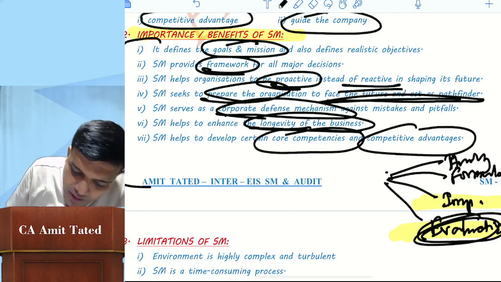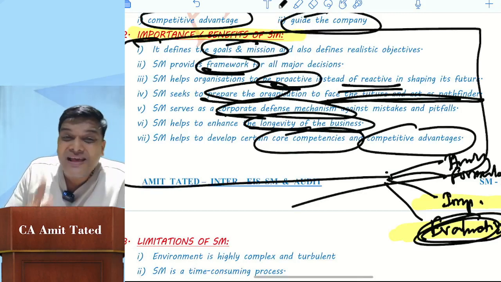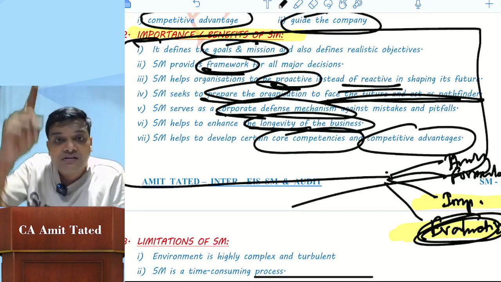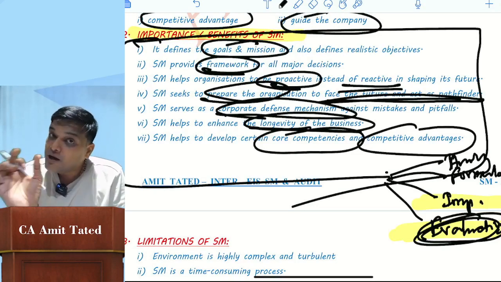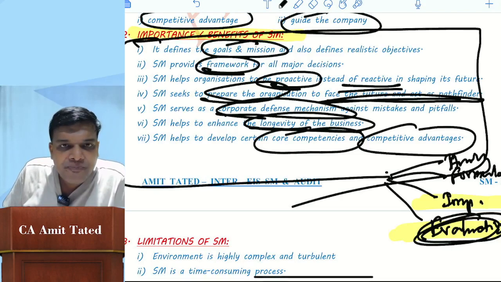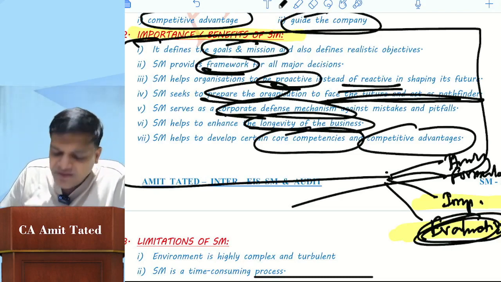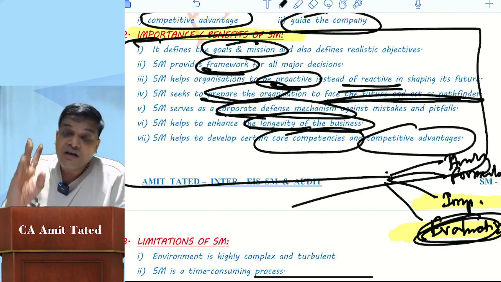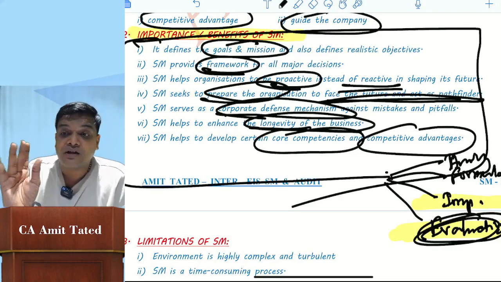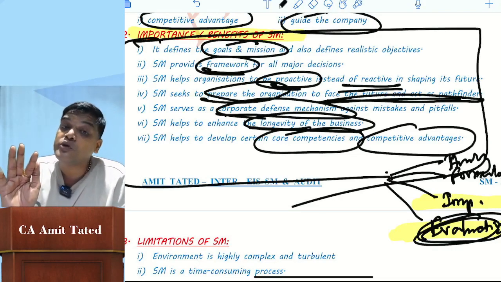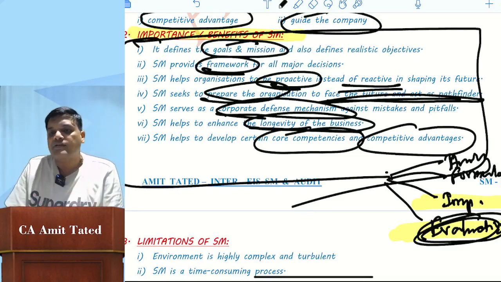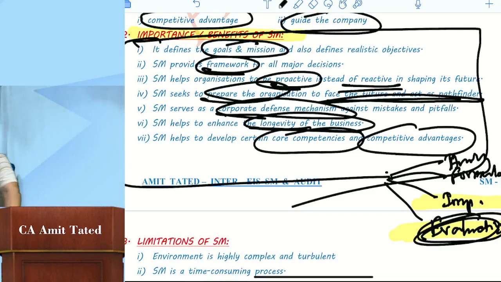Remember, once again I'm telling you, you may get only a single line, a single point where you can get a question. In that question, you need to write all 7 points and then explain that particular point with respect to that particular content. So to be very precise, a very simple answer, I will close this point. What are the 7 importance or benefits of SM? First point, goals and objectives. Second point, framework. Third point, proactive. Fourth point, focusing on future, shaping the future. Next point, it is acting as a corporate defense mechanism. Next point, it is focusing on longevity of business. And last concept is focusing on core competency and competitive advantage.